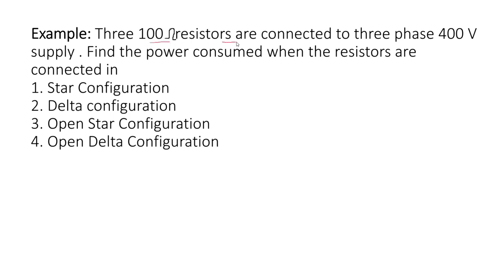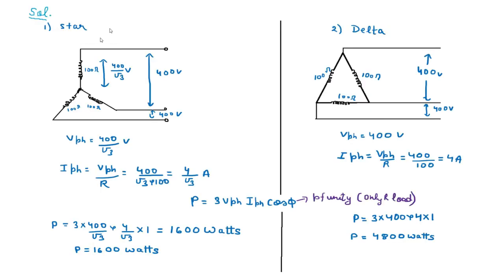100 ohm resistors are connected to a 3-phase 400 volt supply. So this is your supply voltage, meaning this is your line voltage. And you have to find the power consumed when the resistors are connected in these four configurations. So we will first see the star configuration. Line voltage is 400 volts and therefore phase voltage is 400 upon root 3, and this is your 100 ohm. Therefore, using Ohm's law, we can calculate this phase current.